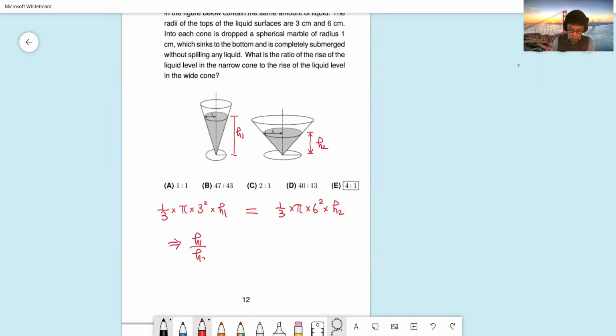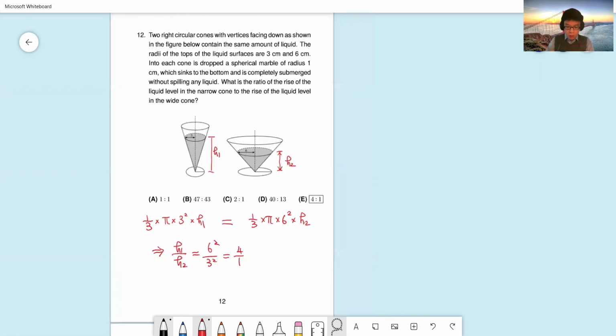H1 over H2, we can cancel 1/3 and pi, and so the ratio of 6 squared over 3 squared is just 4. This is a 4:1, so the ratio is 4:1. Now we drop a spherical marble of radius 1 into both cones. That means we just increase the volume by the same number.